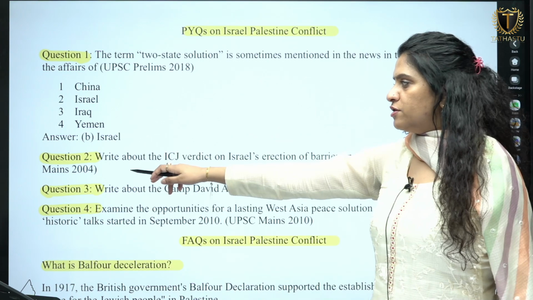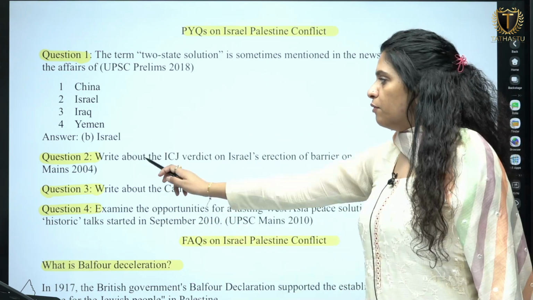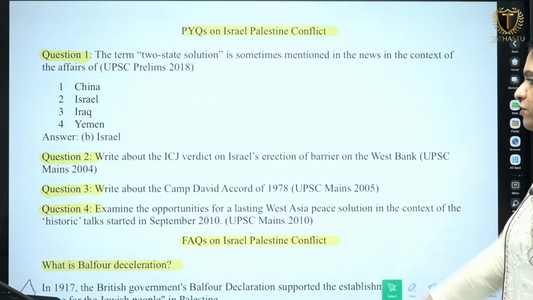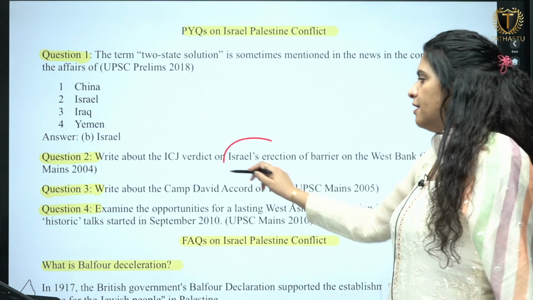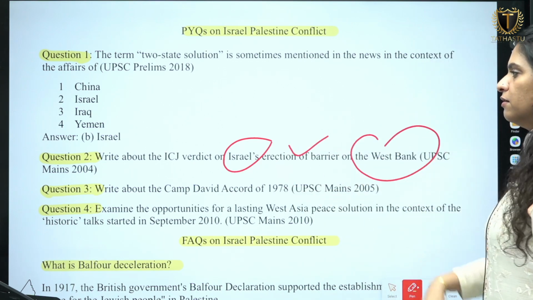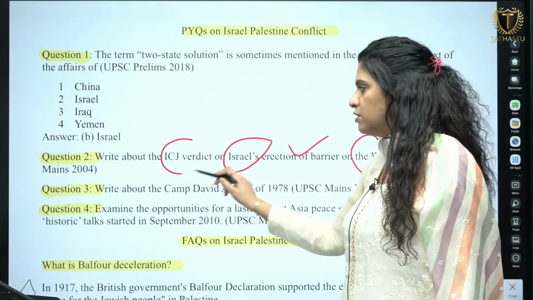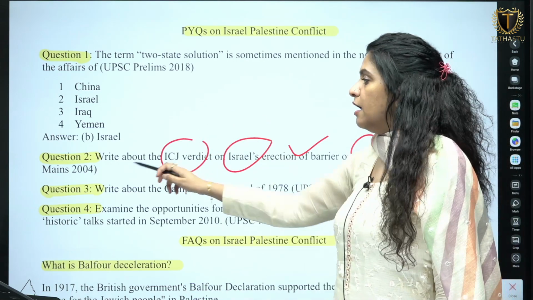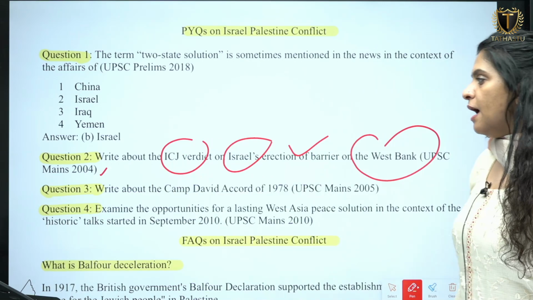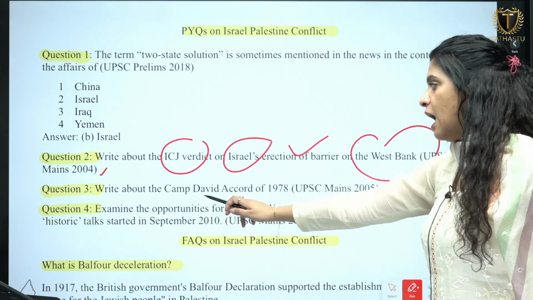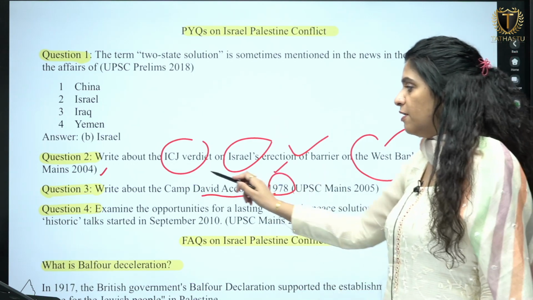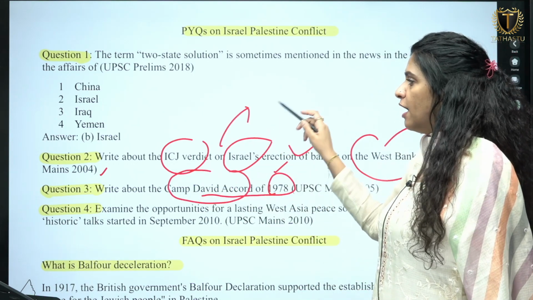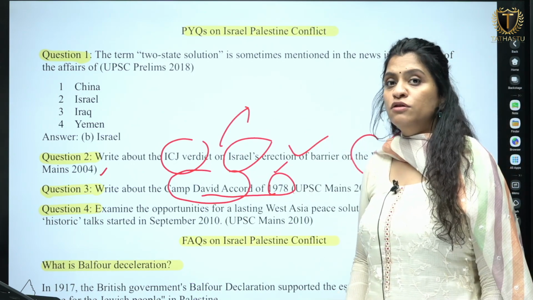Look at this question from Mains 2004: write about the ICJ verdict on Israel's erection of a barrier on the West Bank. Israel erected a barrier on the West Bank, and on this there was an International Court of Justice verdict in 2004. Then question 3: write about the Camp David Accord of 1978. We did discuss the Camp David Accord, and there were two Camp David Accords. We looked at the challenge and the solution.